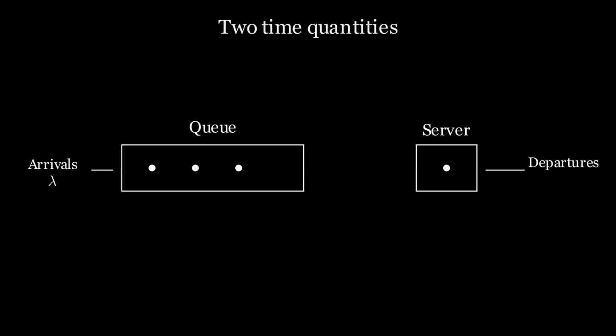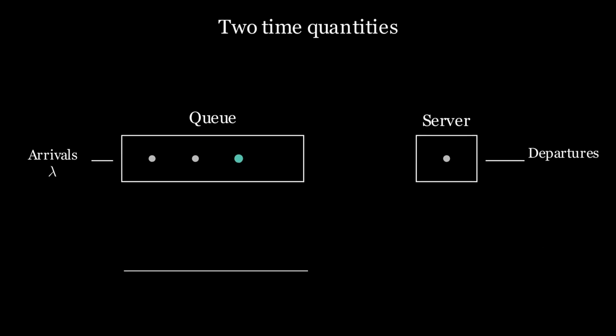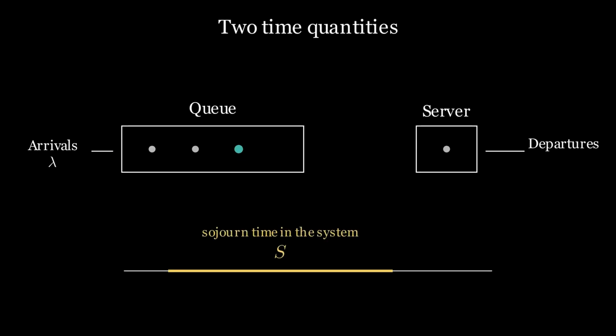There are also two important time measurements. The first is the sojourn time, usually written as S. That is the total time a customer spends in the system from arrival to departure. The second is the waiting time, written as W. That is only the time spent waiting before service begins.